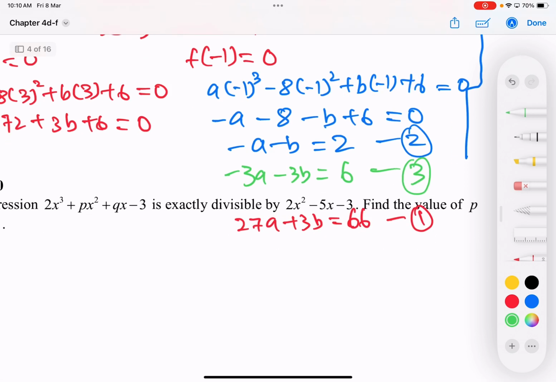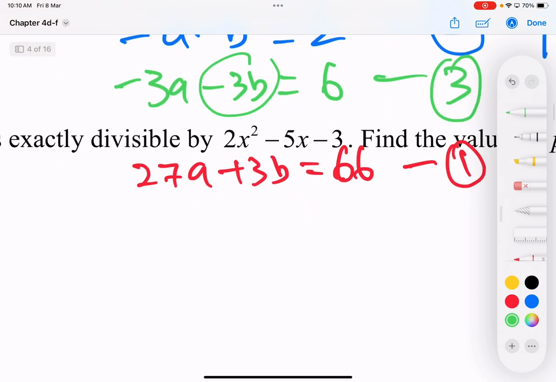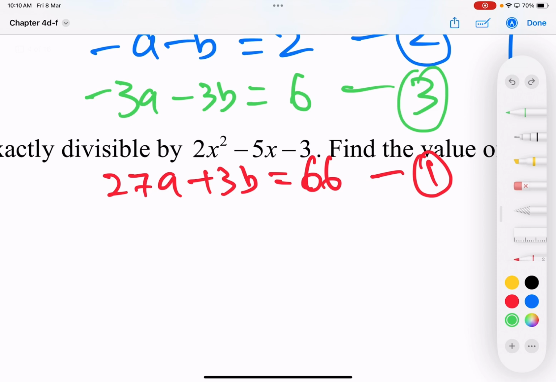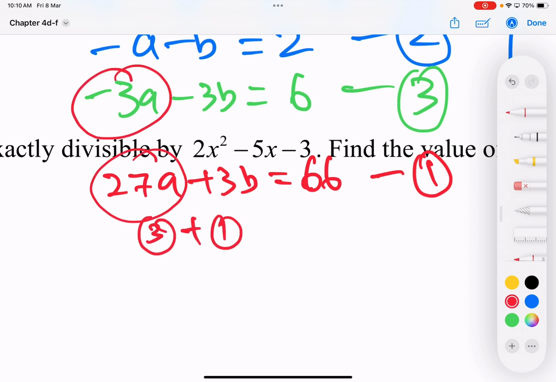Okay? So can you see here that I have a 3b and a negative 3b? So what I can do is take equation 3 plus equation 1. Can you see that the 3b's will get eliminated? Right? So I'm going to take equation 3 plus equation 1. So what is negative 3 plus 27a? I'm going to get 24a, right? So I know the 3b's are going to get eliminated.